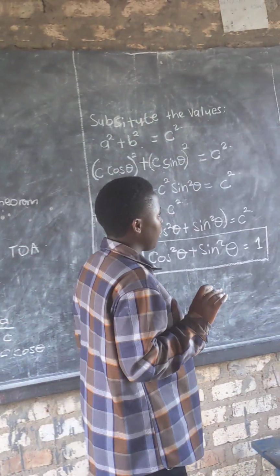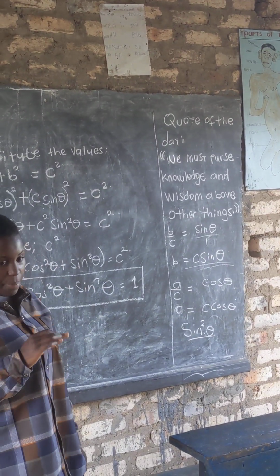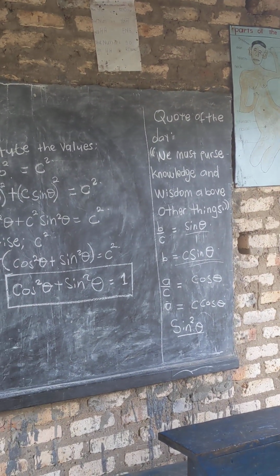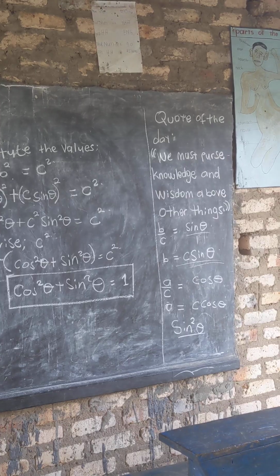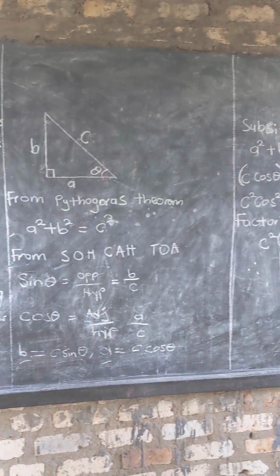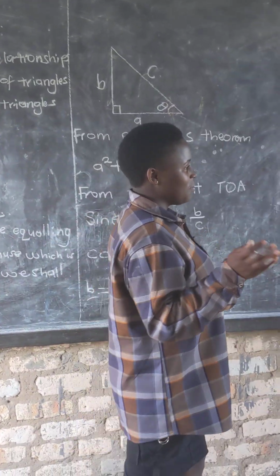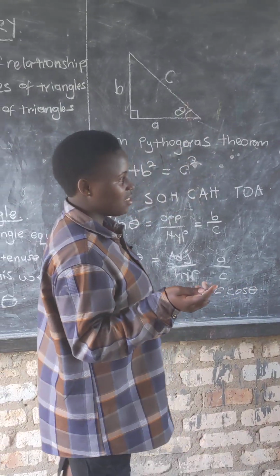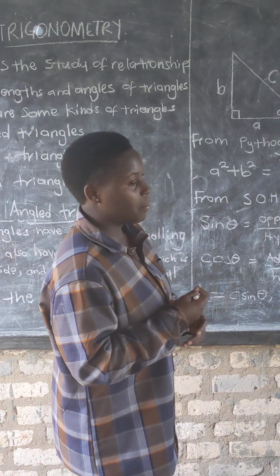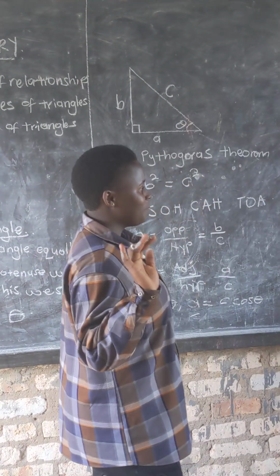For today we have a quote: we must assume knowledge and wisdom about everything. From your primary, you heard mottos like knowledge is power, wisdom is the key, and intention is the success. When you have knowledge and combine it with wisdom, that is the perfect thing, above all.